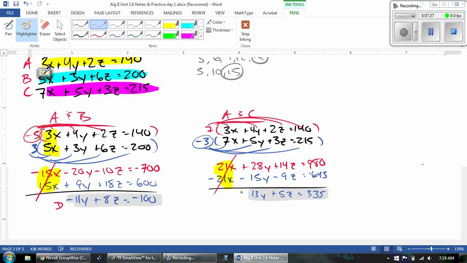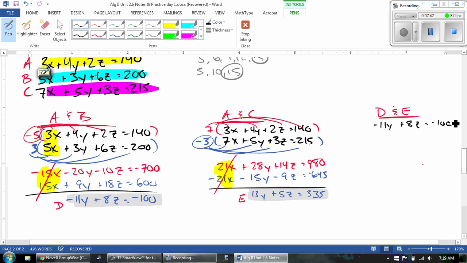Okay, and that is going to be E. So we eliminated them down to 2 equations. Sorry, it's C, so we have our 2 equations, D and E, and we're going to put the first one on top: negative 11y plus 8z equals negative 100, and then 13y plus 5z equals 335. Okay, now what do you want to cancel?